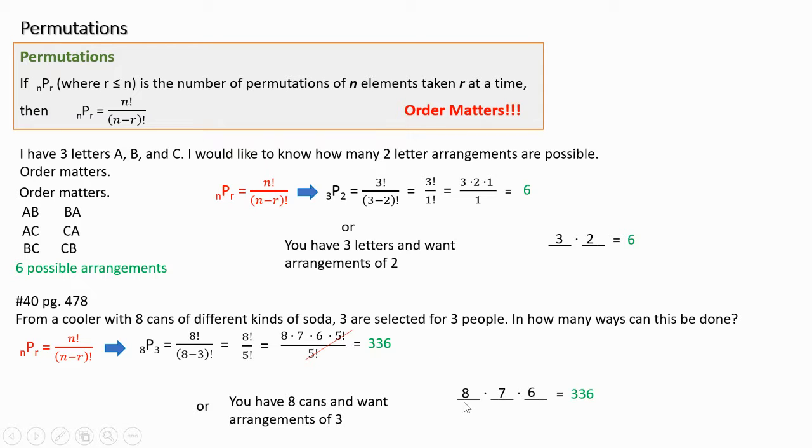Yes. So the first person can choose from 8, and then after the first person chooses, there's 7 left, and then 6 left. So if it said, for example, 4, then we would have to add the 5: 8 times 7 times 6 times 5. Yes. Okay, thank you. You okay then?